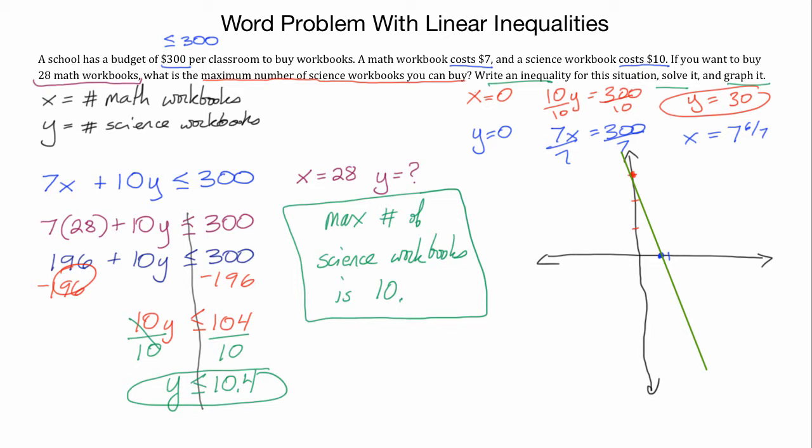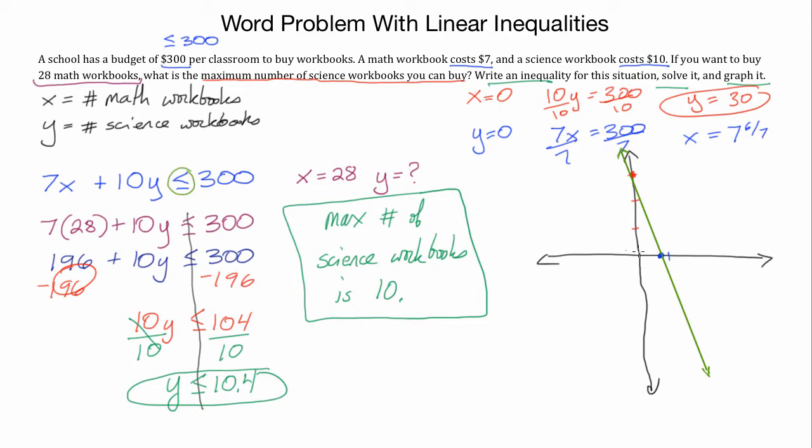There's my boundary line. I can go ahead and make a solid line because the inequality is everything less than or equal to. So any point on that line is considered a solution. If it was not equal to, then I would have to make a dashed line.